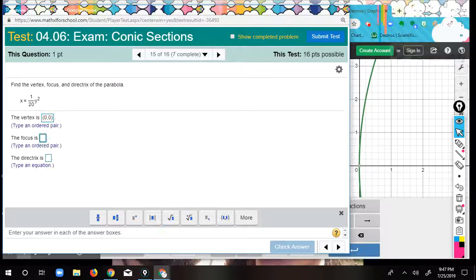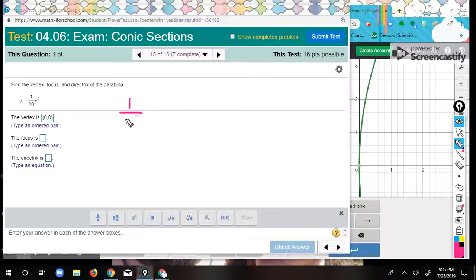The focus is, remember, you have to take that fraction that's in front and you have to change it so it has that 4. Because the 4 is a part of that formula. So 4 times what gives me 20? 4 times 5 is 20. And that 5 is your C value or your focus. And since it's a sideways parabola, you're going to say that focus is an X value. If it was an up and down parabola, that focus would be a Y value.